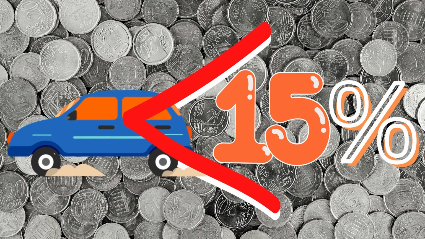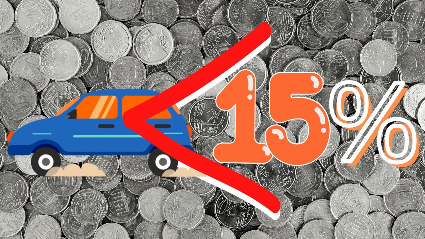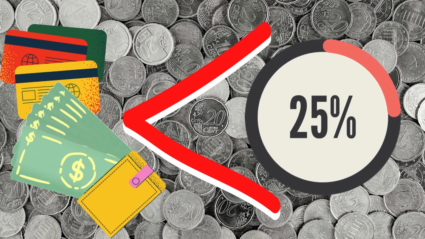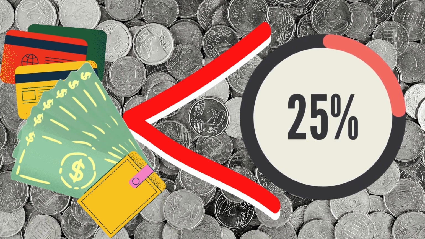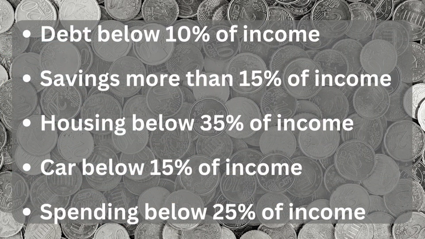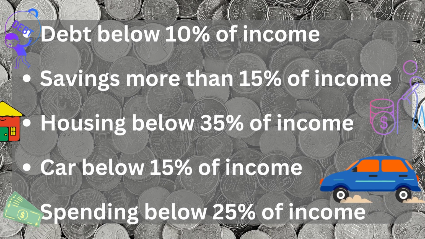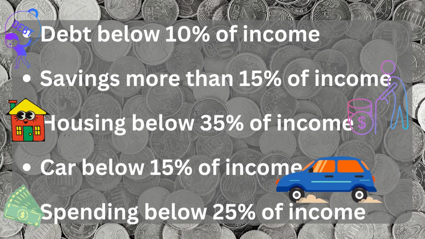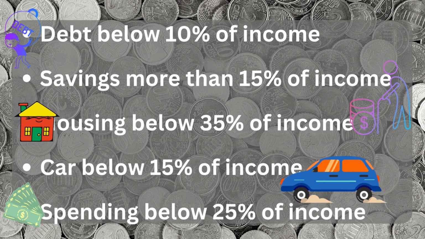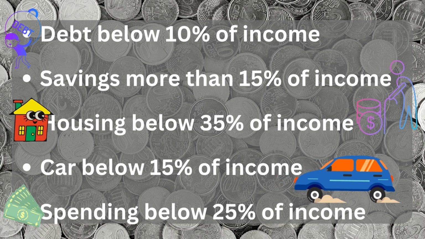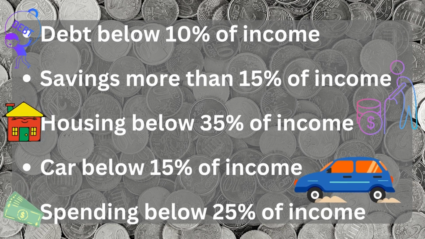Your car expenses, that's the hire purchase, the insurance, the fuel, the maintenance, everything together, shouldn't be more than 15% of your income. Your other cash spending shouldn't be more than 25% of your income. If you exceed these guidelines, you might want to go back to the previous step and see where and how you can cut your expenses. And if you cannot reduce your expenses, you are not living within your means and should take drastic steps to downscale your lifestyle or increase your income.